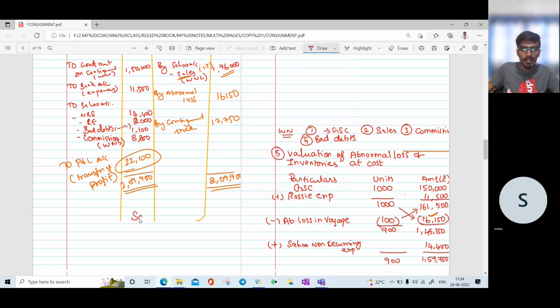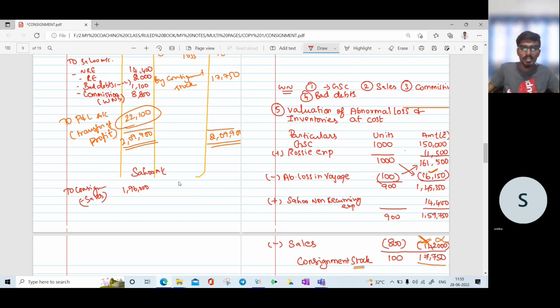Then we can easily prepare the consignee's account. It means Sago's account, right? It is very simple. To consignment, 1,76,000, in bracket write down sales. Then by Sago's, by consignment account: 14,400 non-recurring, recurring will be 2,000, bad debts will be 1,100, commission will be 8,800. Total how much?